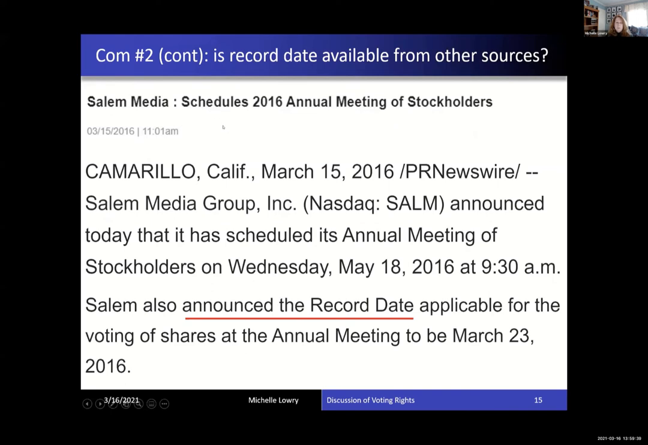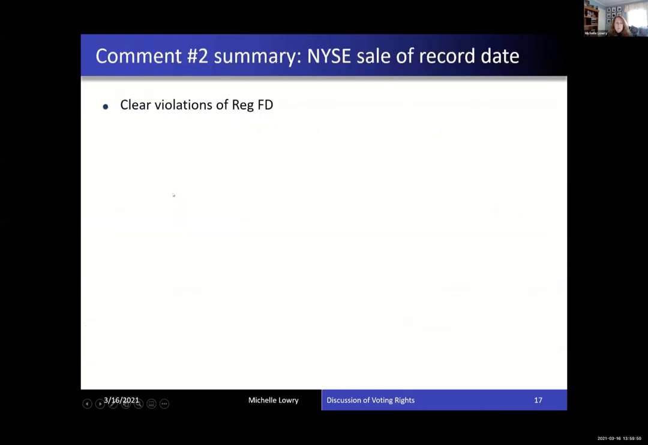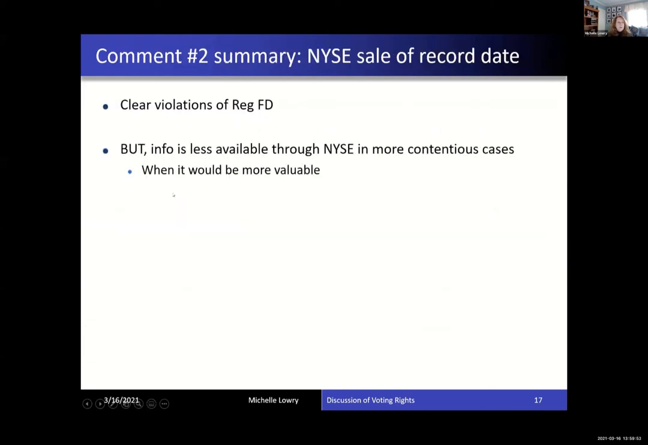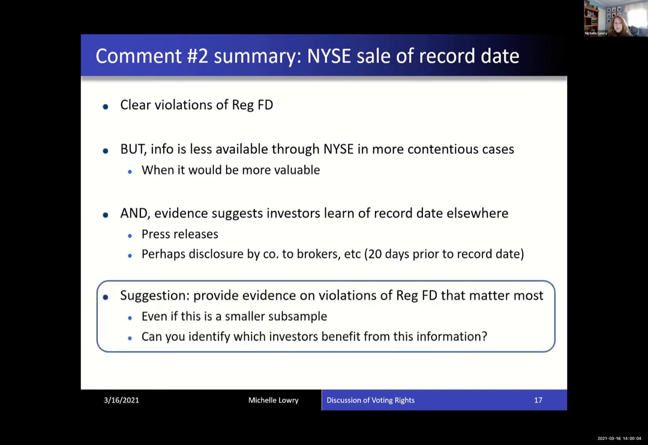I Googled a bit and found a number of cases: Visa, Salem Media, Sandal. These are all cases where the record date is pre-reported in the popular press. Maybe I just happened to find some non-representative ones, but again, it seems like it might be important. So in sum, we have clear violations of Reg FD, but the information is less available through NYSE in the more contentious cases, and evidence seems to suggest the investors learn of the record date elsewhere. Again, my suggestion is focus on the cases where these violations of Reg FD matter the most, even if it's a smaller subsample. I'm quite sure that there are some cases that are really alarming here, and I think we could learn a lot from those.